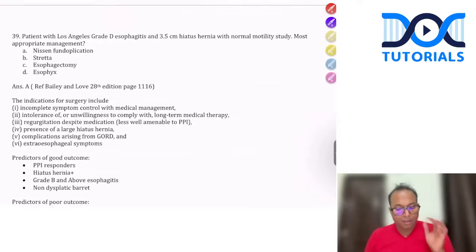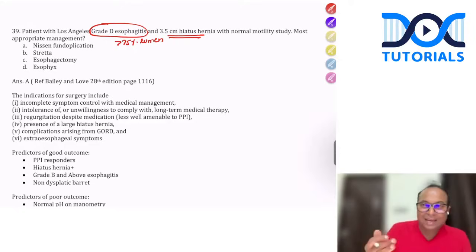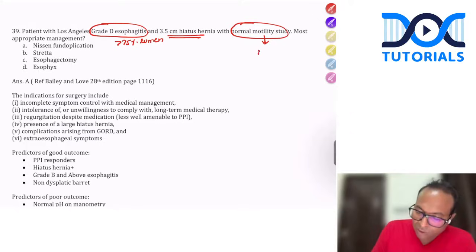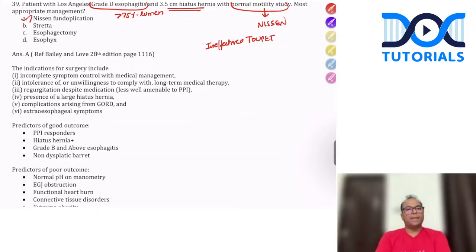Yes. Patient with Los Angeles grade D, meaning more than 75% of the lumen having erosions, and a 3.5 centimeter hiatus hernia with a normal motility study. That's a catch point here. If there is normal motility, we will do Nissen fundoplication. If there is ineffective motility, we will do Toupet fundoplication. So good motility, Nissen; ineffective motility means you will go for Toupet. So the answer here is Nissen. Los Angeles case with the hiatus hernia, best answer here is Nissen.